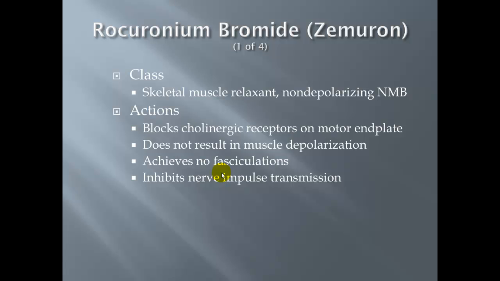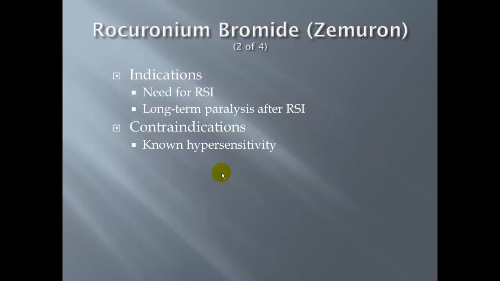Class on this is rocuronium bromide or Zemuron, another neuromuscular blocking agent. Class on this is skeletal muscle relaxant or non-depolarizing neuromuscular blocking agent. Actions: blocks cholinergic receptor sites on the motor end plate, does not result in muscle depolarization, achieves no fasciculations, inhibits nerve impulse transmissions, and this is another blocking agent. Indications for this is going to be the need for rapid sequence intubation, long-term paralysis after an induction or the use of sux. Contraindication: known hypersensitivity.